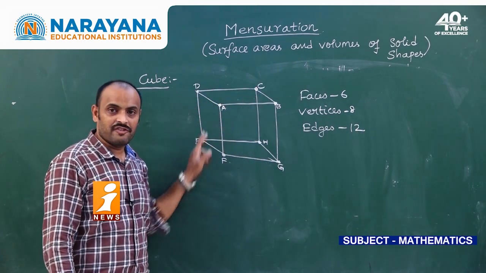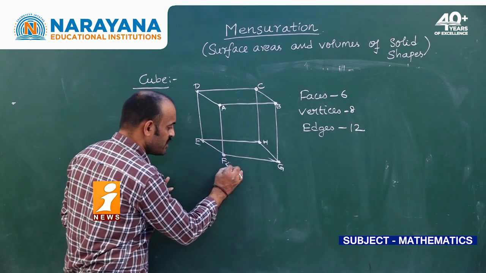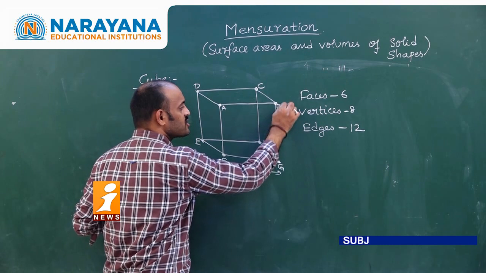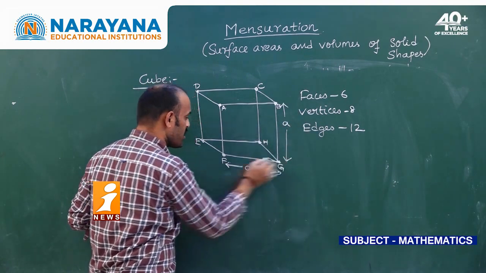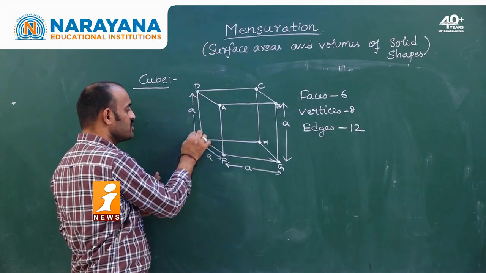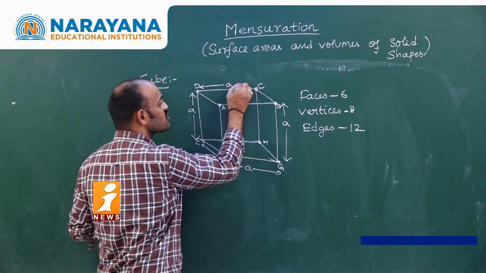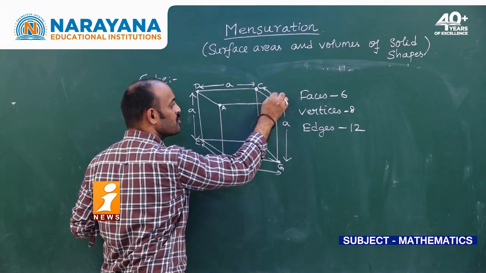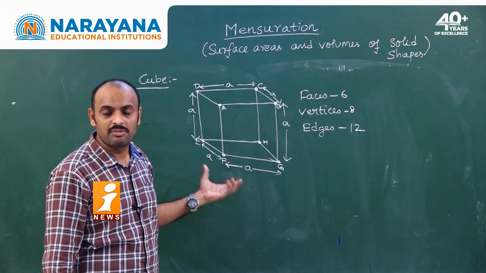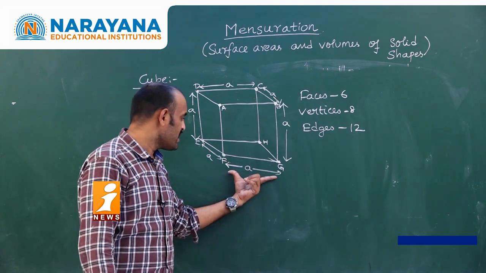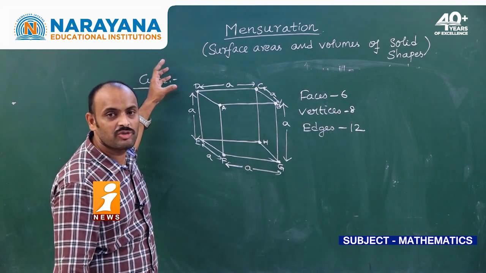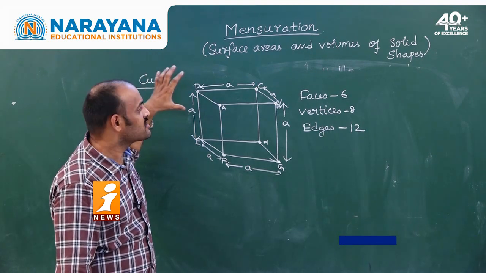As each face is a square, let the side be a. Let the edge be a. In a square all the sides are the same, so in a cube all the edges are the same, because a cube is formed by 6 squares. It has 3 dimensions: length, breadth, height. Length is a, breadth is a, and height is also a, because we are going to talk about 3-dimensional solids in this chapter.